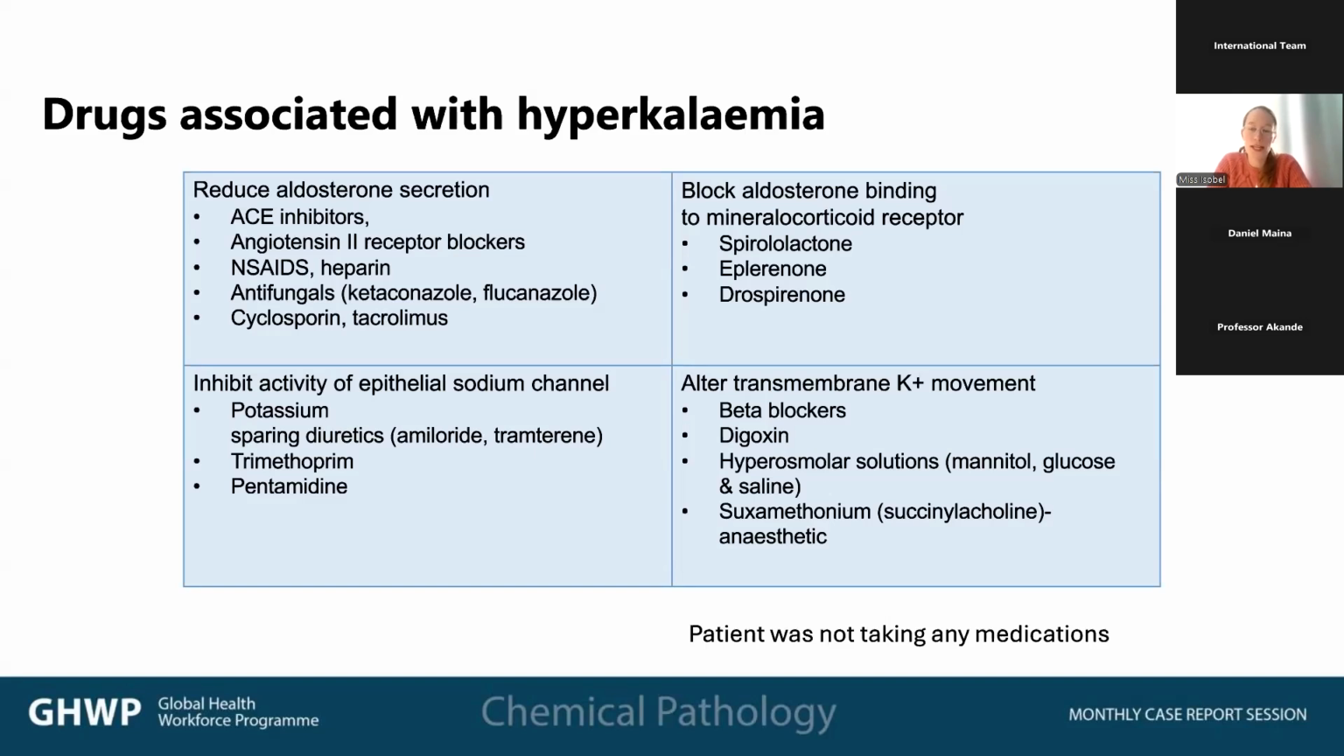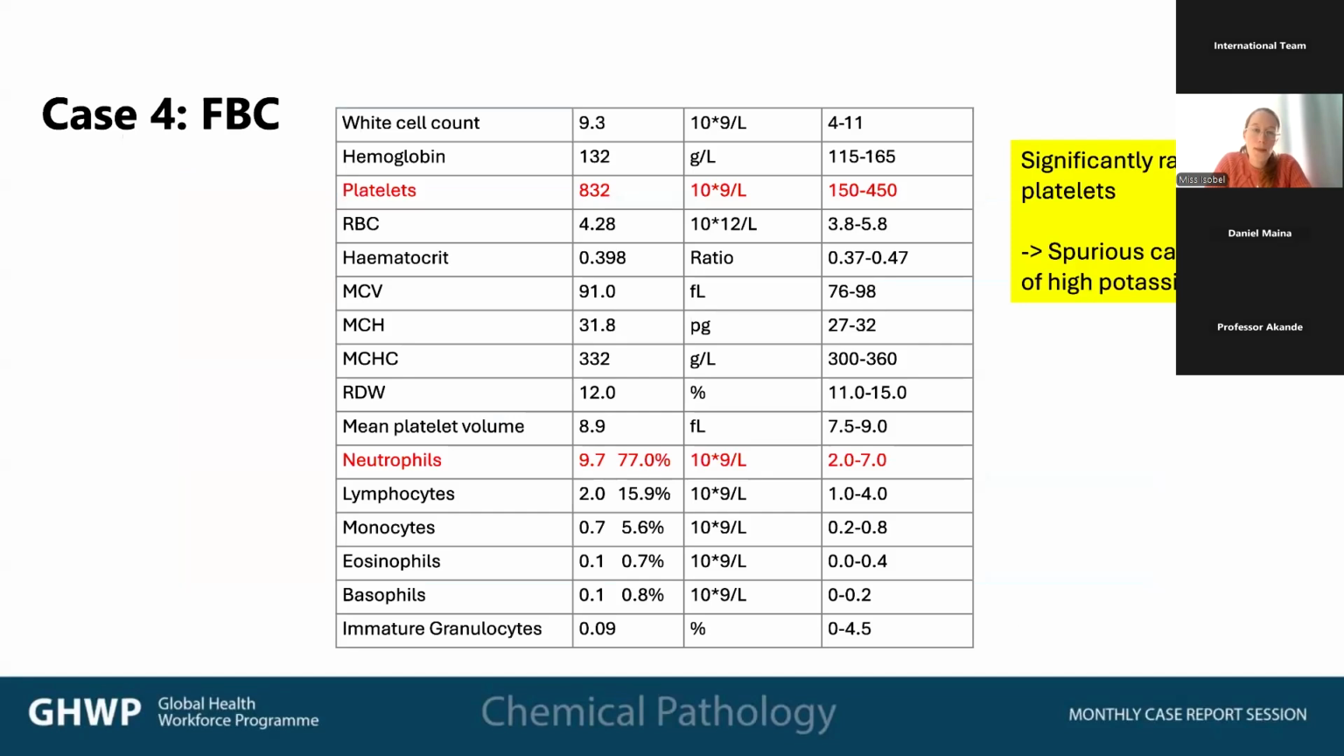But for this patient, she was not taking any medications. She'd previously been well. She didn't have any other medical problems. And as we've seen, her kidney function was good. So then we had a look at the full blood count, and you can see here that the platelets were very high at 832, and the neutrophils are also raised. So the significantly raised platelets pose a question: is this a spurious cause of high potassium?